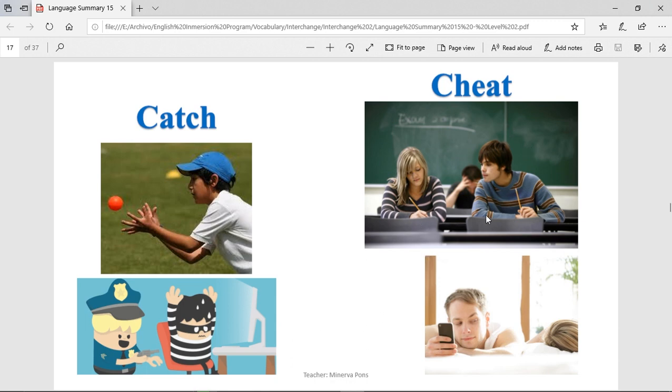Cheat. Cheating is when you are doing dishonest things, for example, in an exam, and you copy your partner. Or if you have a partner, like a girlfriend, a boyfriend, or husband, or wife, and you start talking with another girl or boy, you know, any other person, that's cheating.